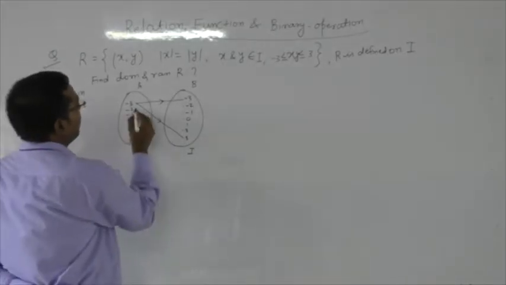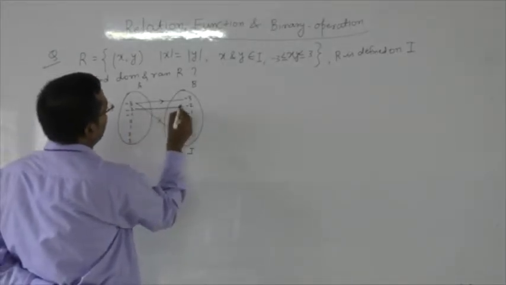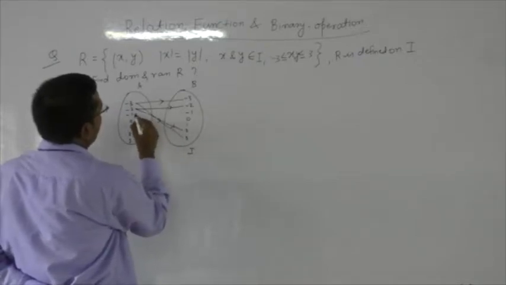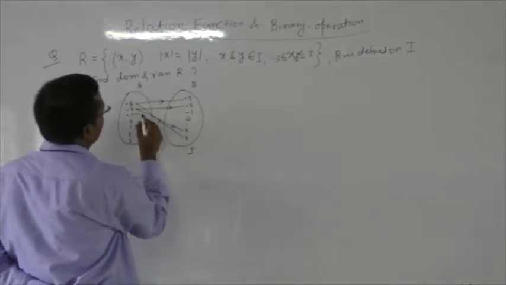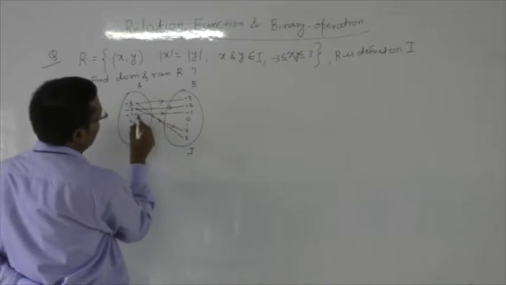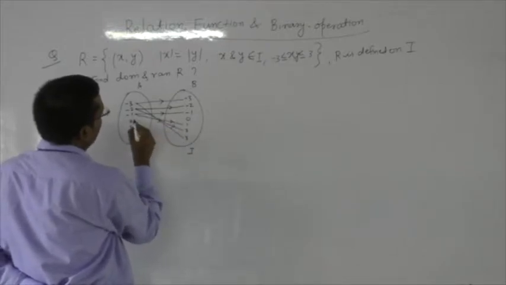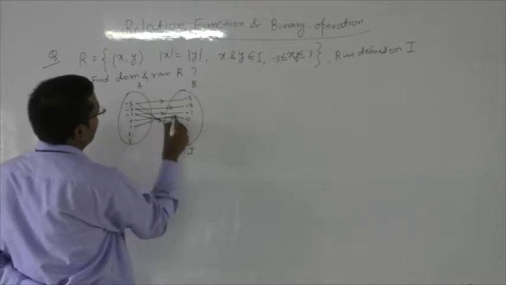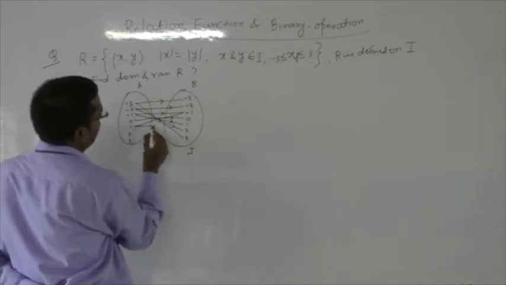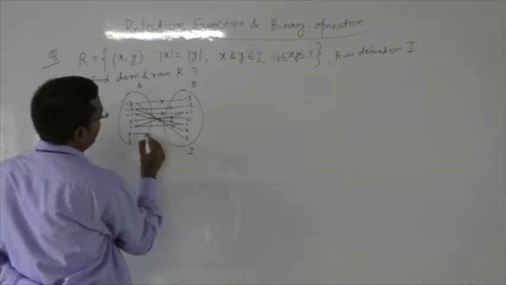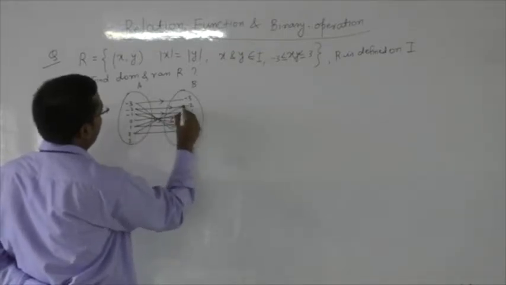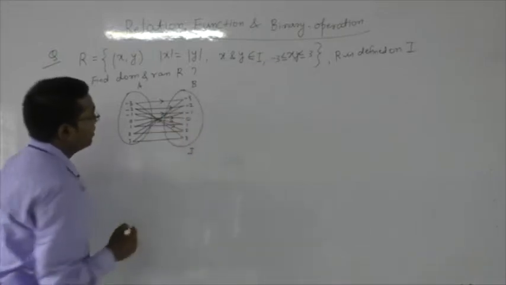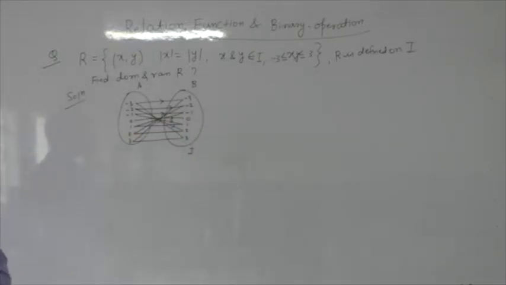Now similarly -2 will be related to -2 as well as 2. Similarly -1 will be related to -1 as well as 1. 0 will be related to 0 only. 1 will be related to -1 and 1. Similarly 2 will be related to 2 and -2. 3 will be related to 3 and -3. So this is the scenario of this relation.